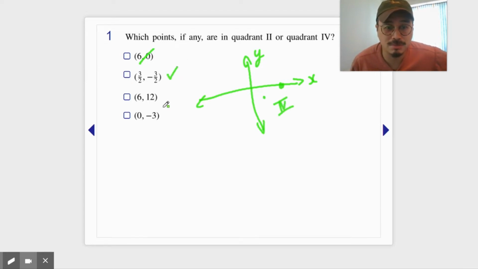So this is good. (6, 12). That's up here somewhere, right? So that's quadrant 1. So that's no good either. (0, -3). It's down here. That's not on any quadrants. Trick question. That's on the y-axis. Okay, so having said that, I think we know our answer.